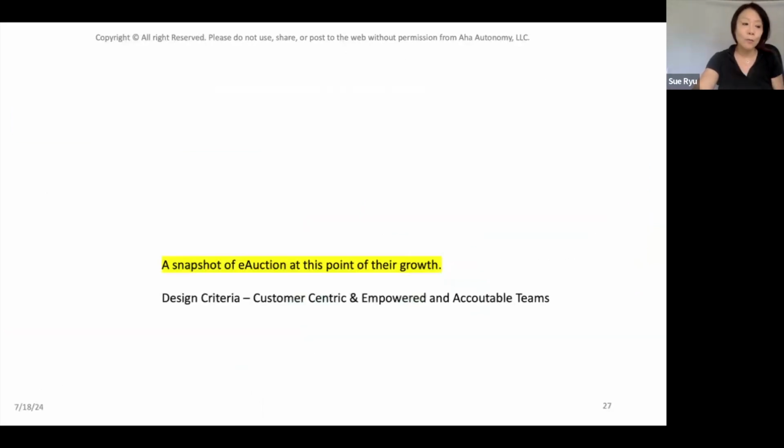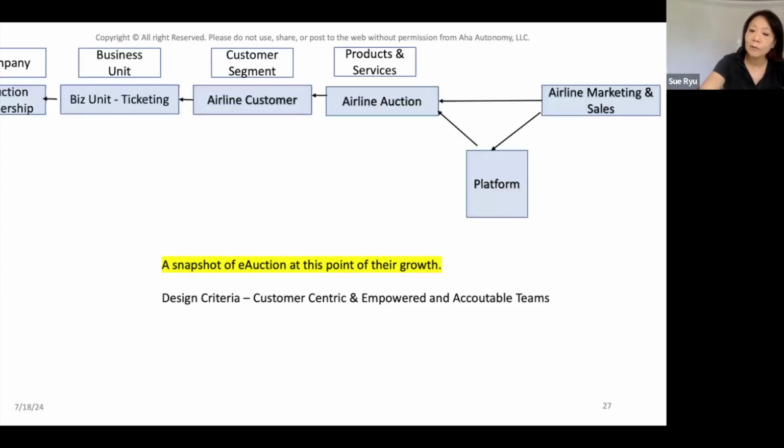So let's go through more. Let's drill it down more. For this company, as I was saying, they have three different customer segments that they are working for. That is airline, theater production, and artists, right? So now this is a snapshot of eAuction at this point of their growth. And again, their design criteria was that they want to be customer centric and to empower accountable teams. So how might you do that?